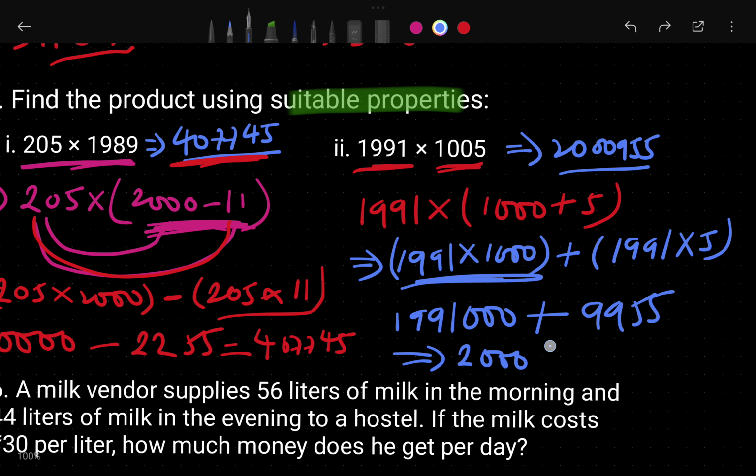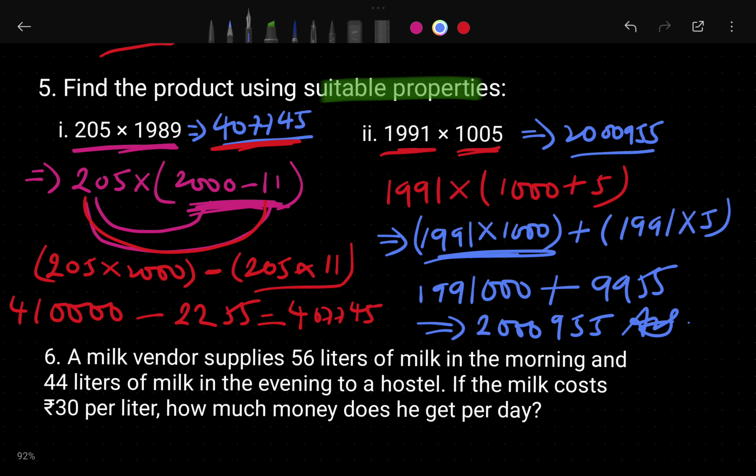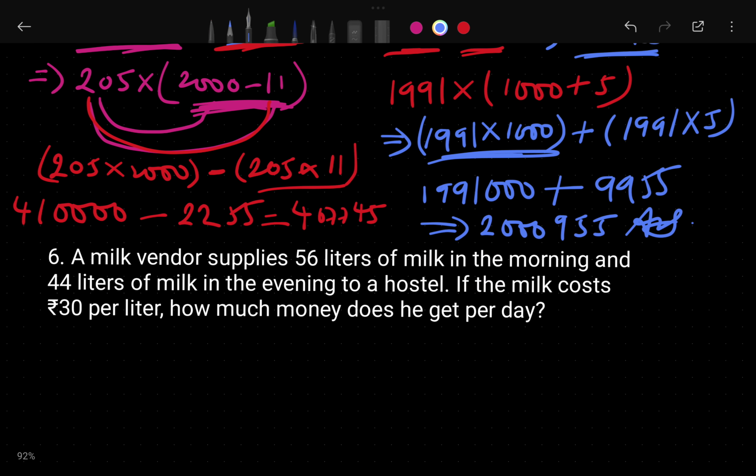Okay, this is going to be 955. So this is your final answer. So we can do this one like that. Now you can do it directly, the answer will be the same only. Is it clear to you?